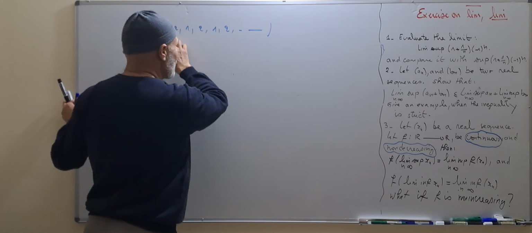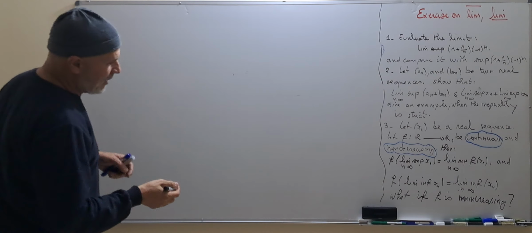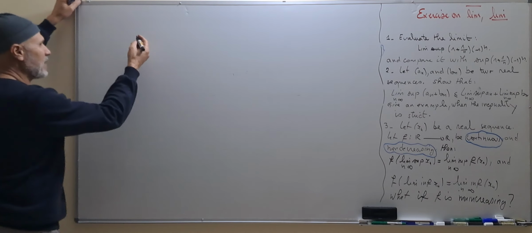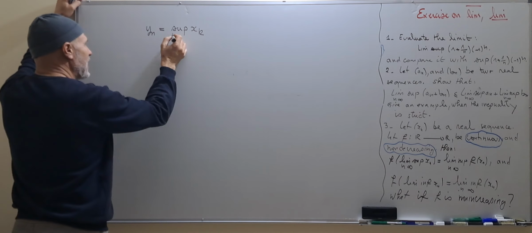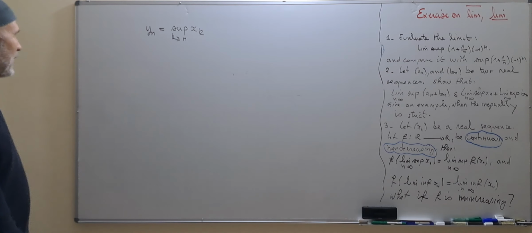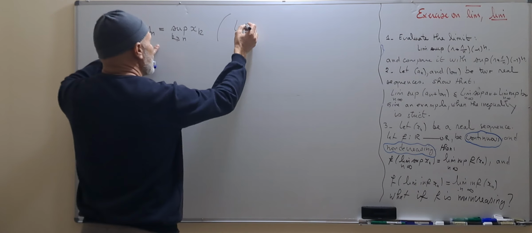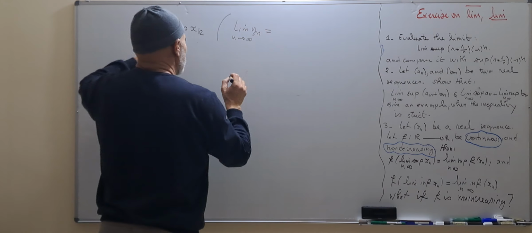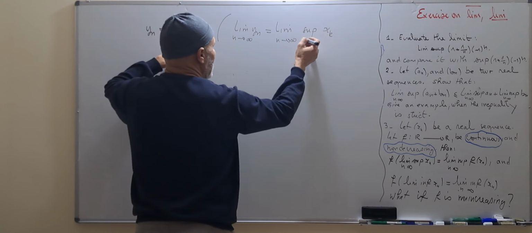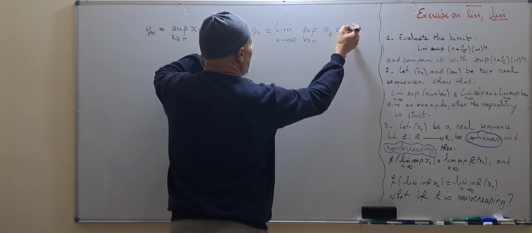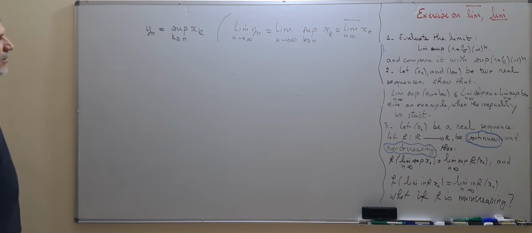How about question 3, which is the most difficult? So let x_n be a real sequence, let us consider y_n equal the supremum of x_k, k greater than or equal to n. The limit of y_n when n goes to plus infinity is equal to the limit of the sup of x_k, k greater than or equal to n, and equal the limit sup of x_n when n goes to plus infinity. This is the symbol that we use.